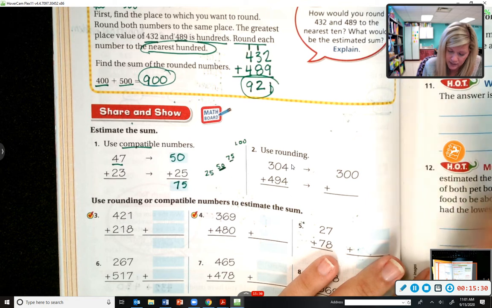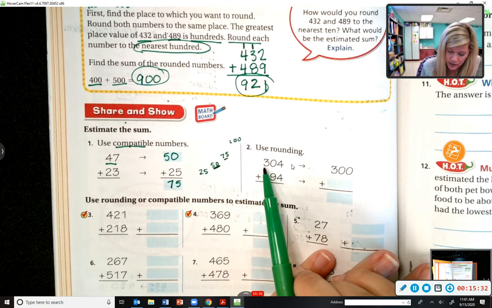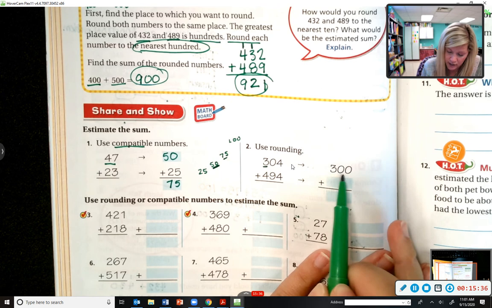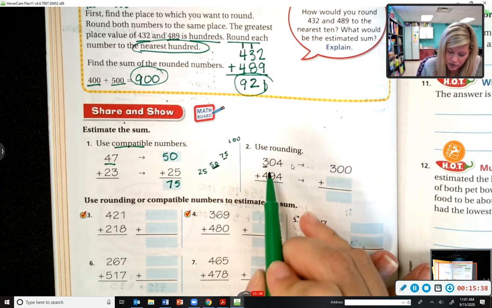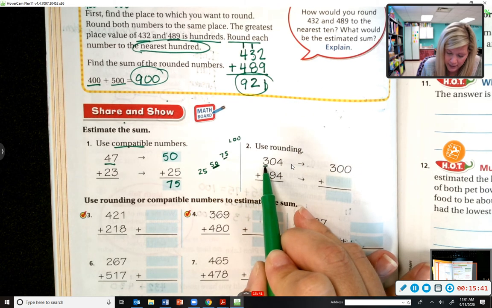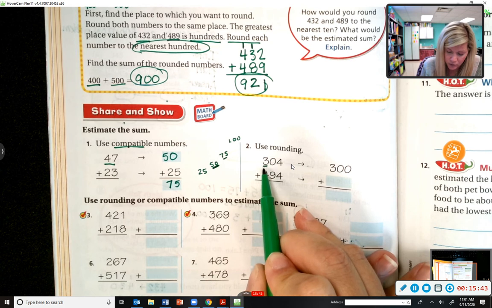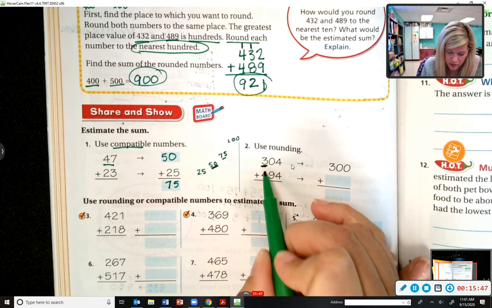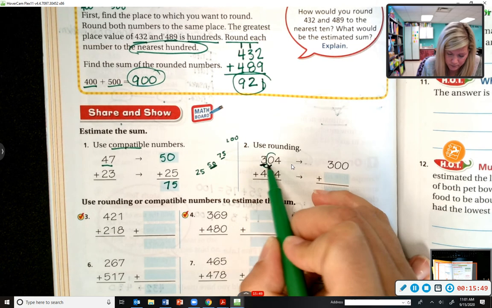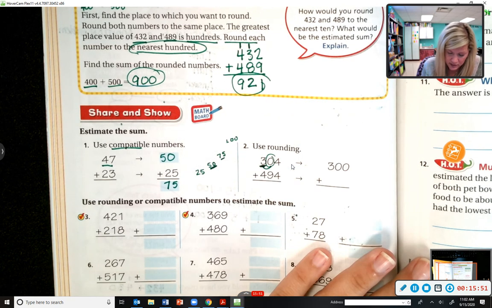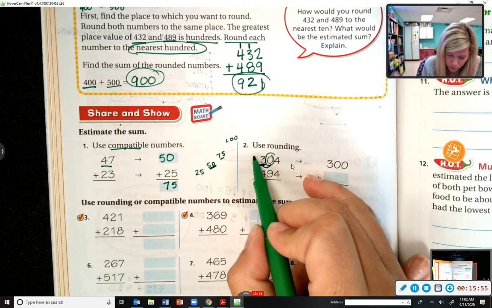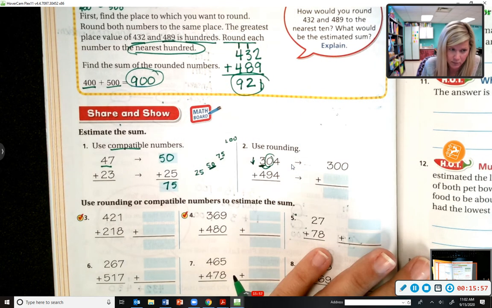Okay, now rounding. Since we go to the hundreds place, we're going to round to the nearest hundred. They've already given us the top one, but let's go ahead and go over our rules just for practice. So if we're rounding to the hundreds place, we start in the hundreds place. Look next door. 0 through 4, we want to round down. Okay, so I'm going to go ahead and put a little down arrow because that's going to remind me.